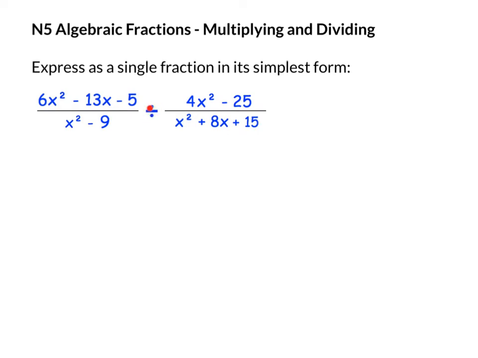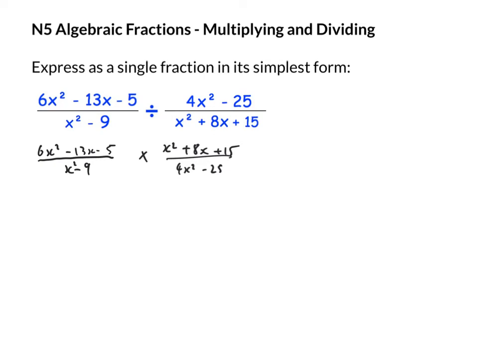We've got a division, so the first thing we're going to do is not worry about how scary it looks. We're going to keep the first term the same, and we are going to, instead of divide, we're going to multiply by the reciprocal. So the second fraction gets flipped. Now at National 5, what I've done here earns you a mark, okay?